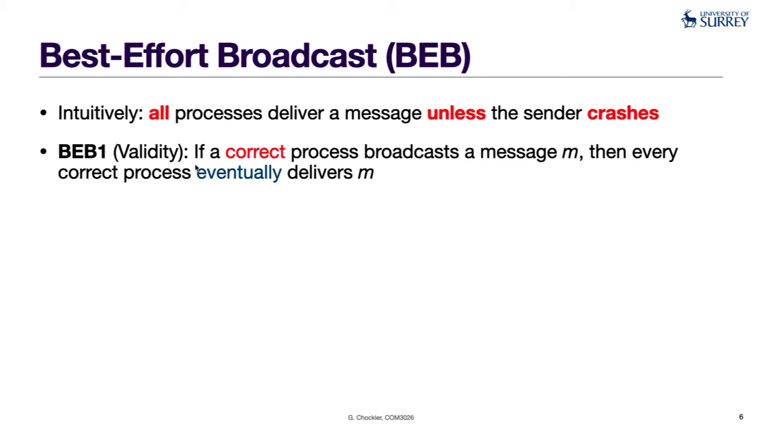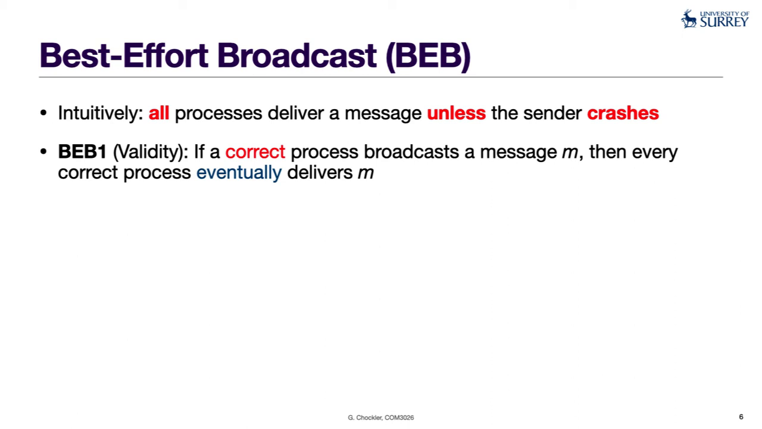Notice what happens here. We have as a premise that a correct process broadcasts a message. In this case, if the sender is correct, then this must happen. So every correct process must eventually deliver M. But if the premise is false, then of course anything is possible, which means that some processes may deliver M and others may not deliver M, either correct or faulty, does not matter. This is the most interesting property of best effort broadcast, or BEB.